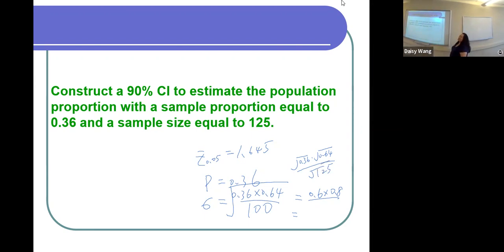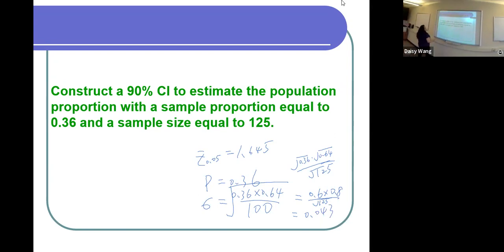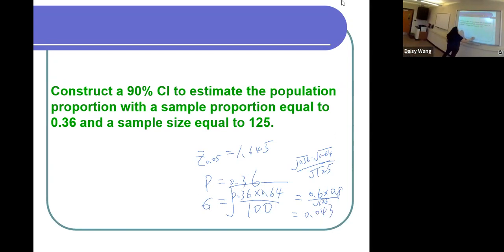This 12, 11, close to 11. So what is it? I got 0.043. Okay, 0.042. Yeah, it should be very close. So that's the standard error of the P.